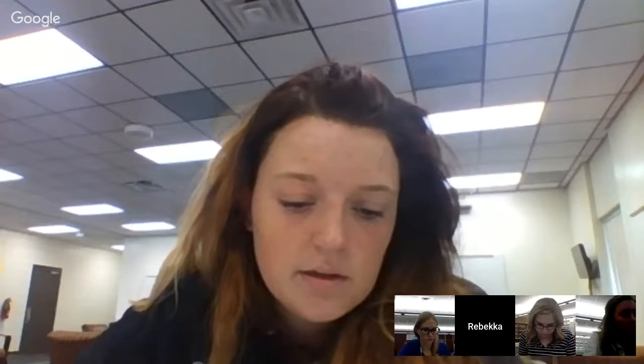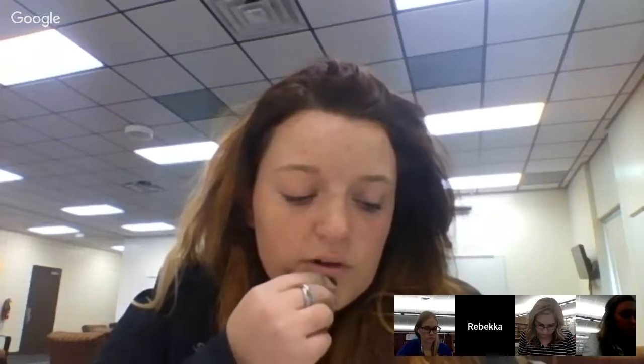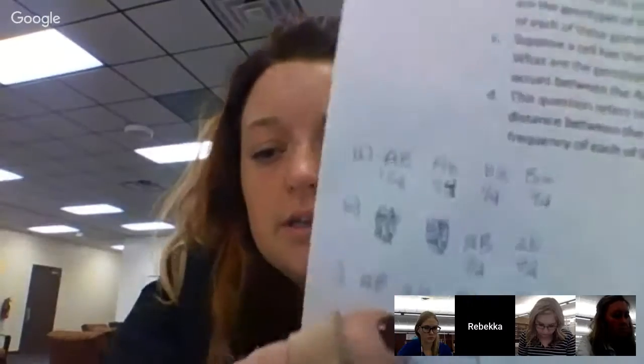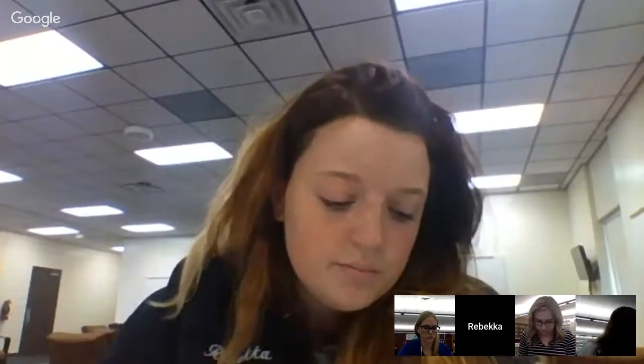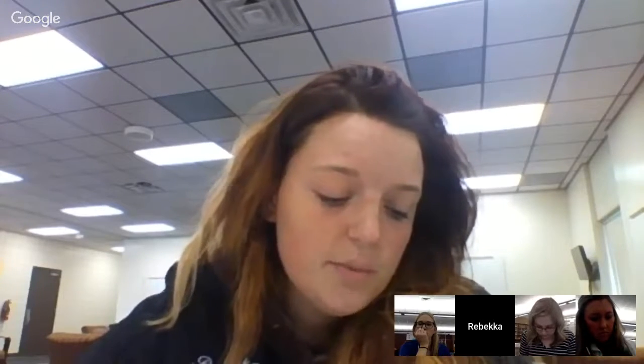C is the same question, but it's asking about crossing over. So with crossing over, all of the possibilities can occur, just not at the same ratios. So for C, I have the same 4 as the first one. So it's the dominant, both recessive, and then the two non-parental, the recombinant ones, are the dominant A, recessive B, recessive A, and dominant B.